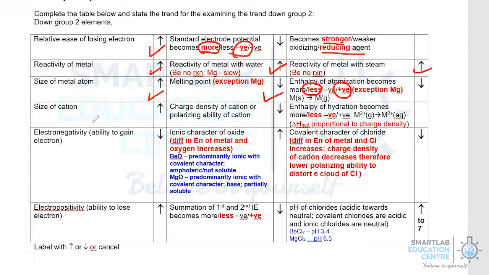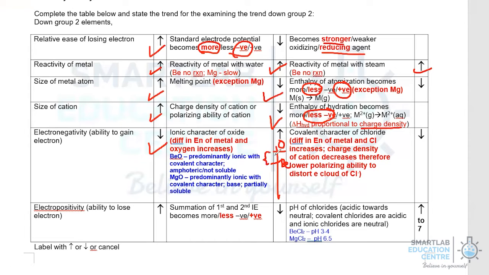The size of the cation would increase, following the same trend as that of the size of the metal. So the charge density of the cation, or the polarizing ability of the cation, decreases down the group, which helps to explain why the enthalpy of hydration becomes less negative, since enthalpy of hydration is directly proportional to charge density. Finally, electronegativity also decreases down the group. And if it decreases down the group, the difference in electronegativity between your oxygen and, say, for example, your beryllium will be this.